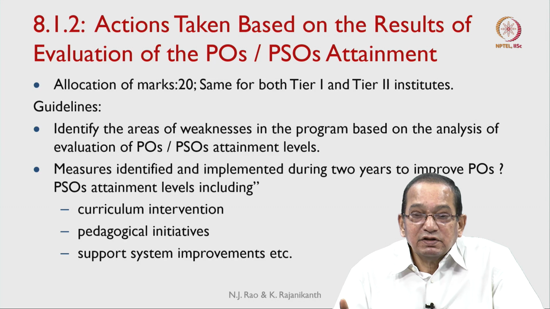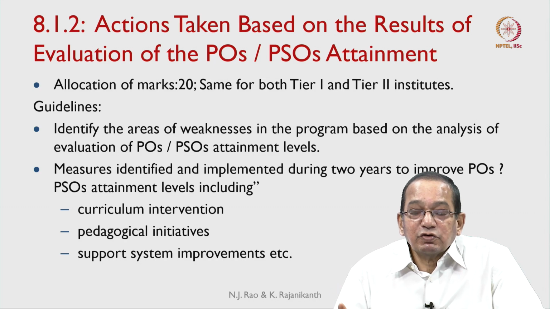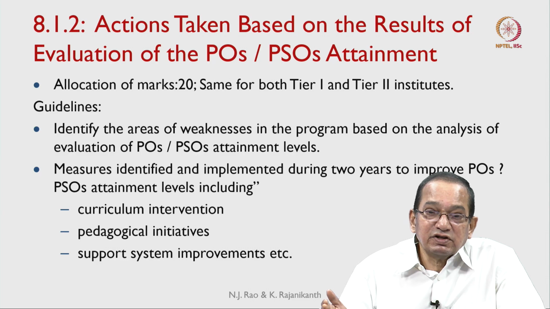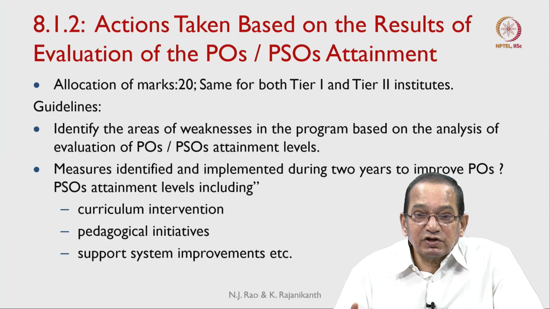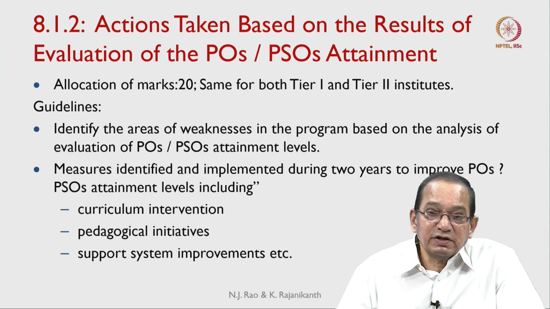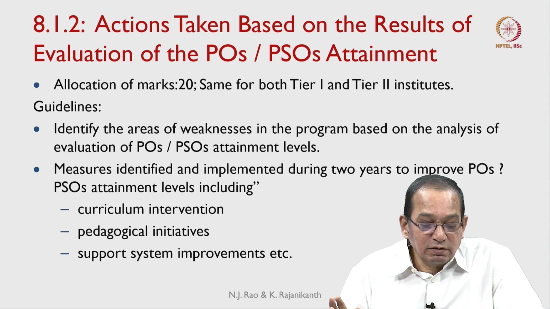Most often, the attainment level lags behind the target level. So, we need some corrective actions. Of course, if it is able to meet, then we might wish to set the same target level or increase the target level, and we must record the deliberations that have taken place in arriving at that action plan. So, the action plan would include again curriculum intervention or pedagogical initiatives and support system improvements, etc.